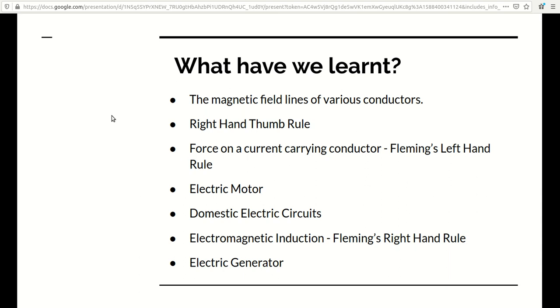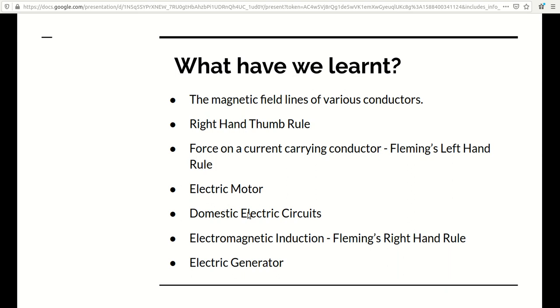Okay, so what have we learned in this chapter? We learned how the magnetic field lines for various conductors look, like the loop conductor and the solenoid. We learned the right hand thumb rule, which gives us the direction of the magnetic field. Then we learned about the force on a current carrying conductor, which gave us Fleming's left hand rule, which tells us the direction of the force when there is a magnetic field and current. We learned how an electric motor works.